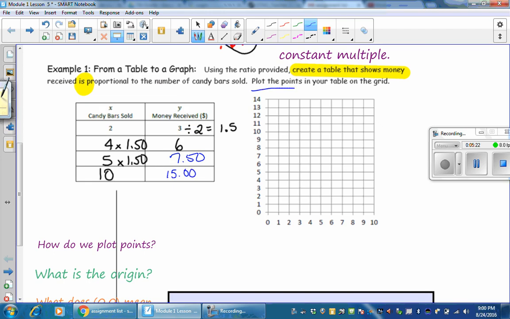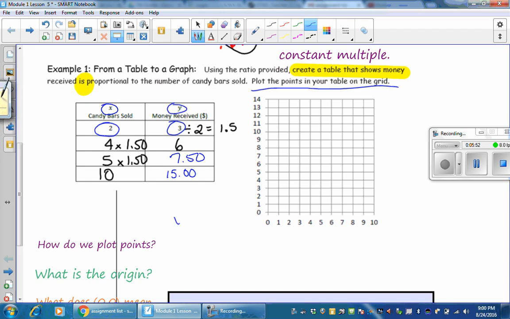Next, it says plot the points in the table on the grid. So remember, the purpose for this lesson is to be able to look at a graph and determine if it is a proportional relationship or not. So we're going to graph these points. Next, it says, how do we plot the points? Well, first of all, which points? So we want to take our first ordered pair, which is 2 candy bars costing $3. Remember, the first is the x value and the second term is the y value.